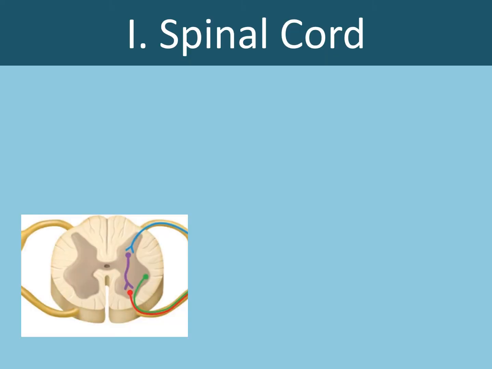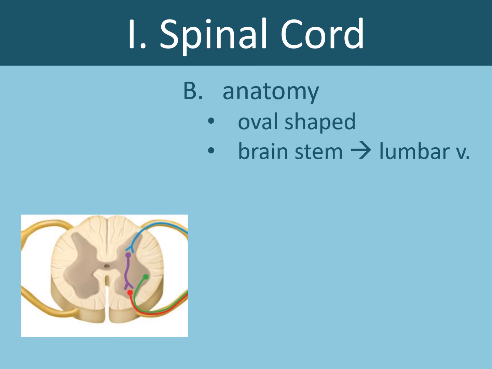Now let's discuss the anatomy of the spinal cord. In a cross-section, the spinal cord appears oval-shaped. The spinal cord is continuous with the part of the brain called the brain stem and travels down the vertebral column. It terminates in the lumbar vertebrae. There's a tiny canal that runs the length of the spinal cord. It appears as a small hole in the center of the spinal cord in a cross-section, as indicated by the arrow. The central canal is filled with cerebrospinal fluid, providing the spinal cord with nutrients.